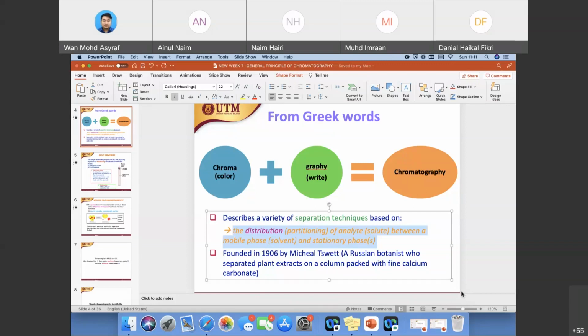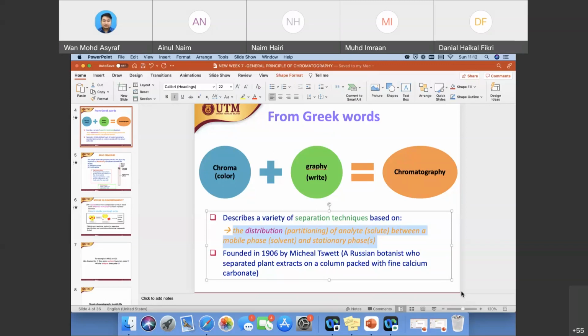To make it simple, distribution is whatever your analyte likes. When your analyte likes to be more in the mobile phase, then it will be distributed more in the mobile phase. It will be partitioned more in the mobile phase. But if your analyte likes to be in the stationary phase, then it will distribute much more inside the stationary phase. It will partition more inside the stationary phase. So it depends on the behavior of your analyte. It is not just behavior; it depends on the physical properties of the analyte.